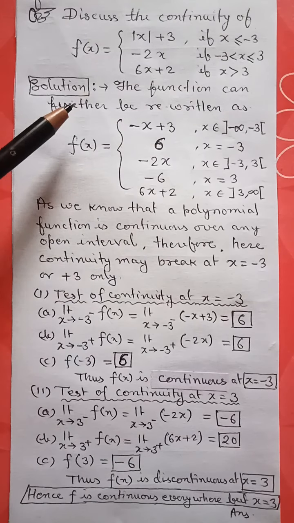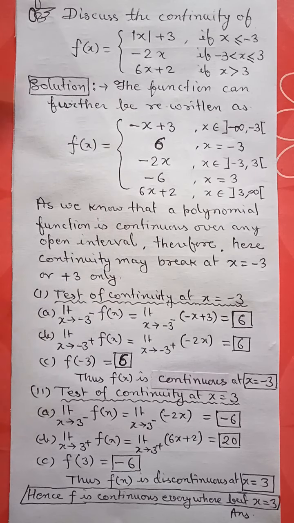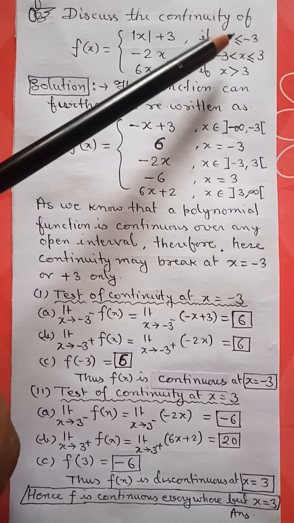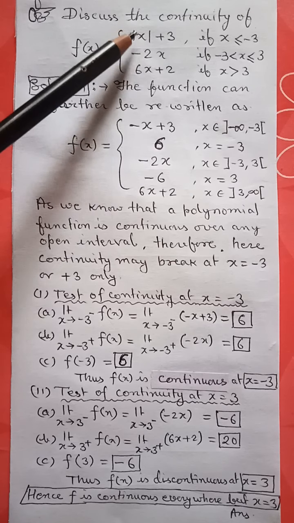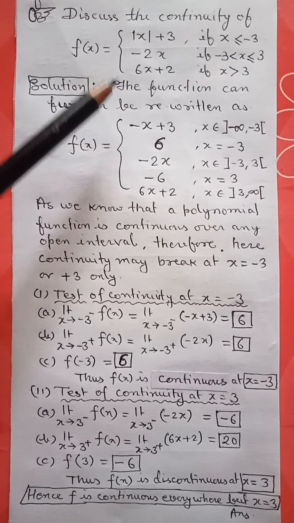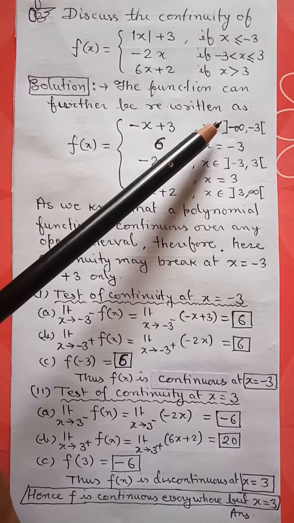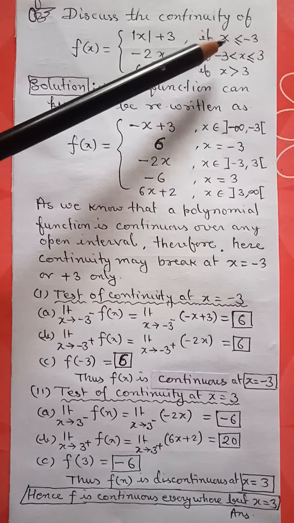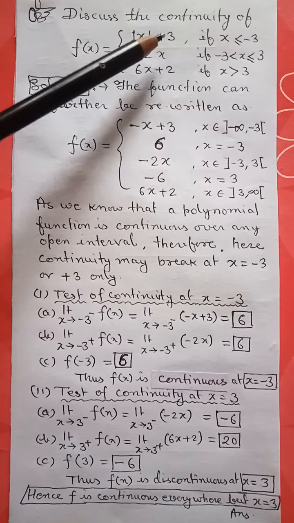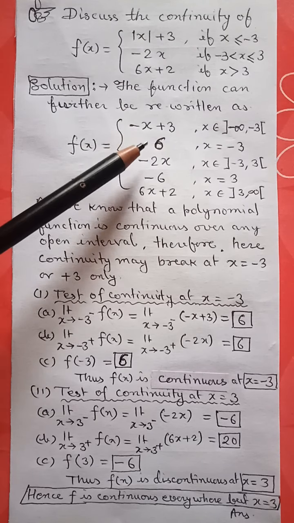The function can further be rewritten as follows. If x is less than -3, x is clearly a negative number and therefore |x| is equal to -x, so it is -x + 3 for x belonging to the interval minus infinity to -3. Now at -3, its value is 3 and 3, that is 6.